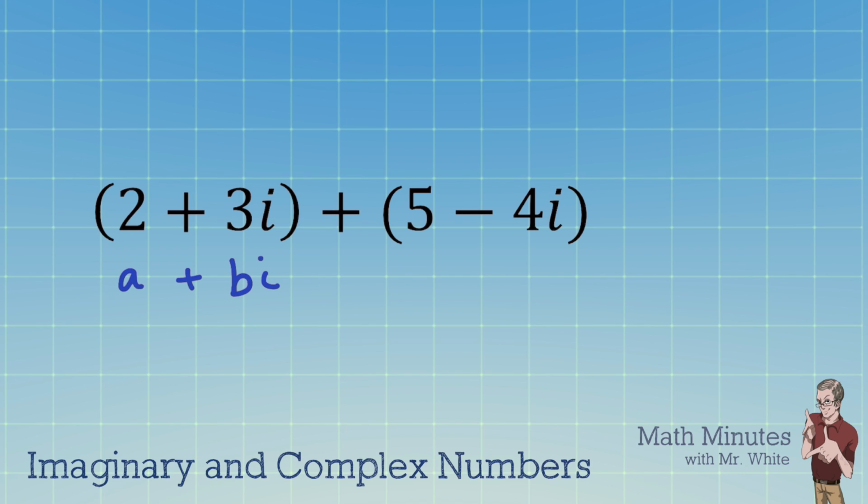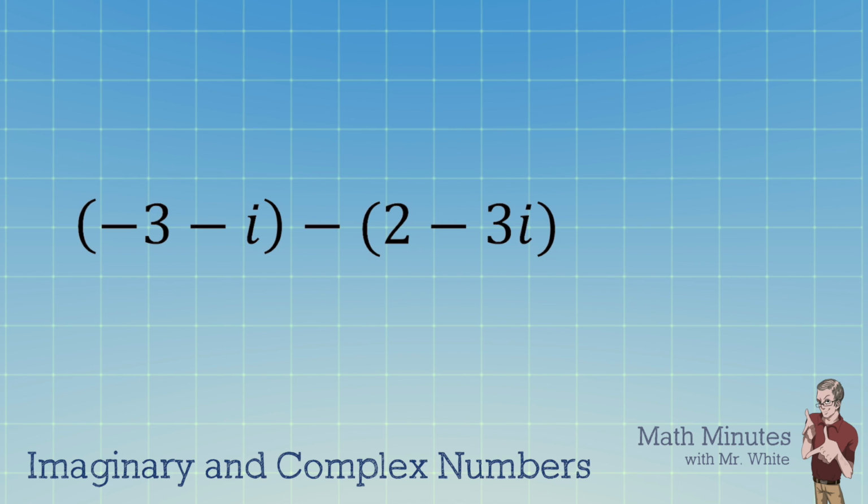Now, I always teach my students, just think about this as being combining like terms. So when we add these 2 complex numbers, we have positive 2 and positive 5. Those are our real parts. They add up to 7. And now combine the imaginary parts. So 3i minus 4i would be minus 1i. And that's the answer. That's where you stop.